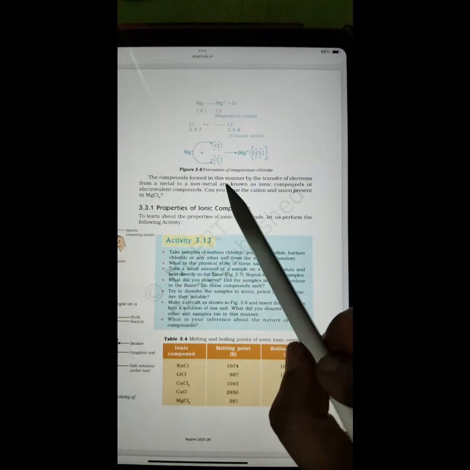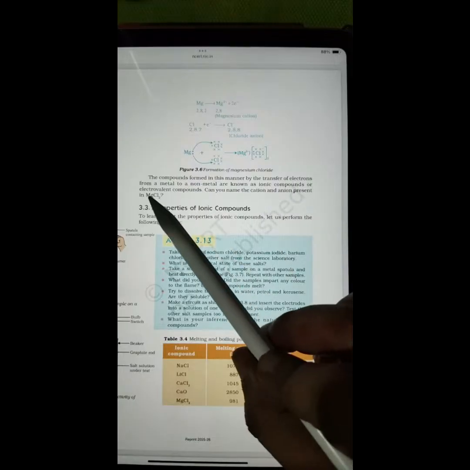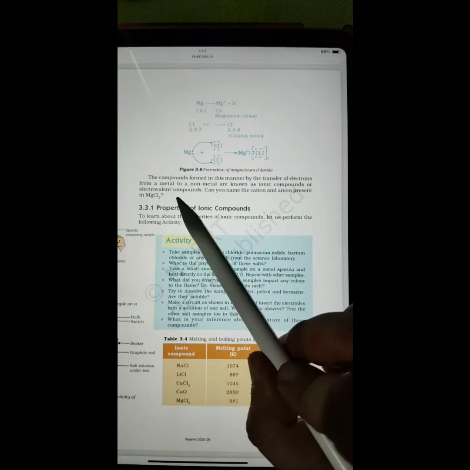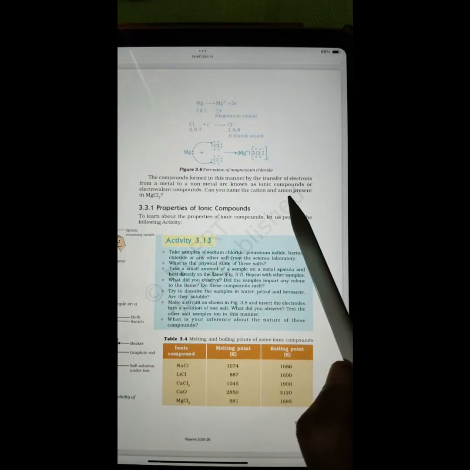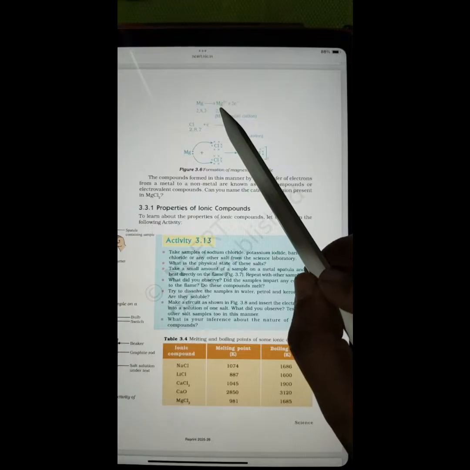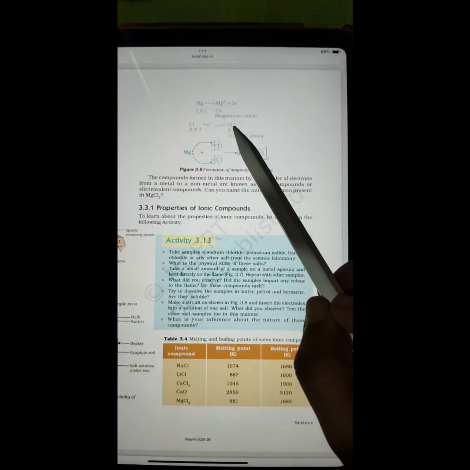The compounds formed in this manner by the transfer of electrons from a metal to a non-metal are called ionic compounds or electrovalent compounds. Can you name the cation and anion present? I have already told you the one with the plus charge is the cation, and the one with the negative charge is the anion.